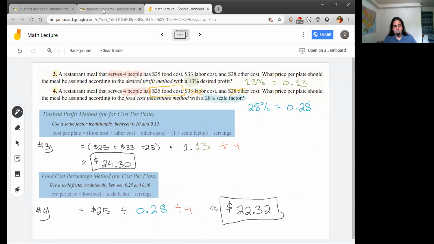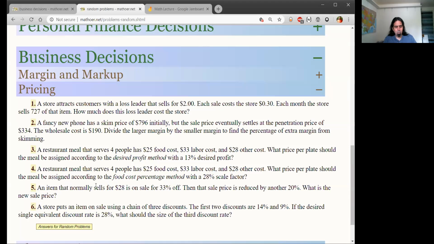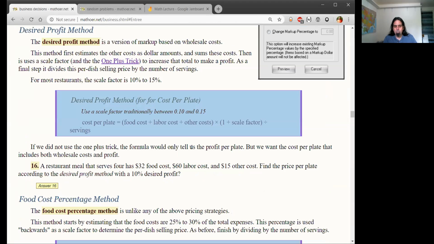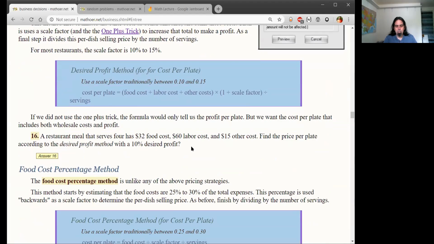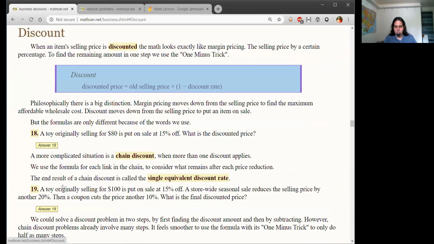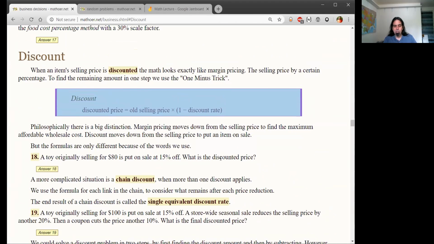Unfortunately, it gets a little worse because now we're going to talk about discounting things, which we haven't gotten to yet. So discounting isn't always a terrible topic, but when we get to chain discounts, it's everyone's least favorite part of Math 25.